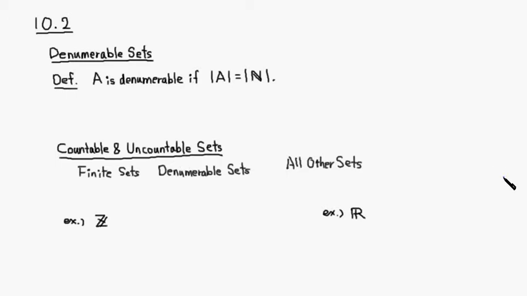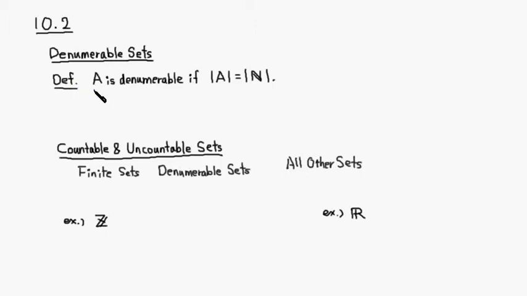Okay, let's look at section 10.2. This section talks about denumerable sets, countable and uncountable sets. All right, so let's look at the definition of denumerable sets.